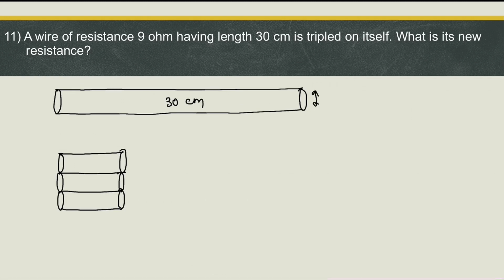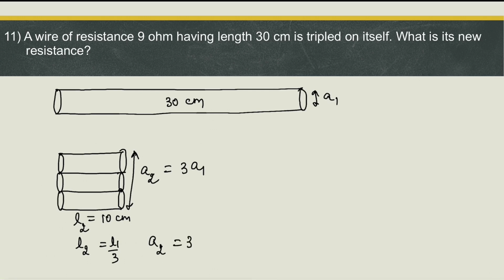Let's say the initial area is A1. Now this new area, as you can see in the diagram, is 3 times A1. And the new length after bending this wire on itself becomes only 10 centimeter. So we can conclude that this new length L2 is L1 by 3. So the new area has to be 3 times A1. Then only we can say that the volume will remain the same.